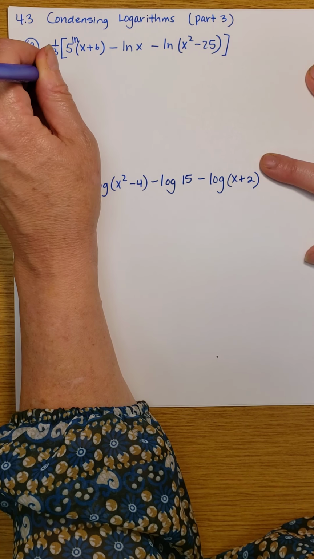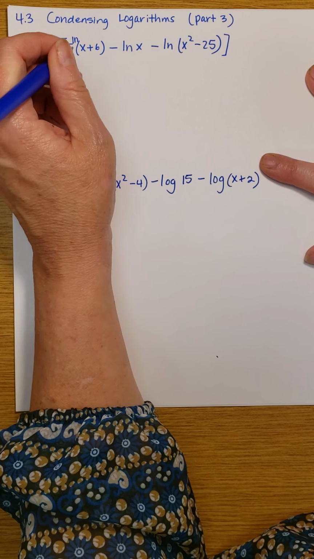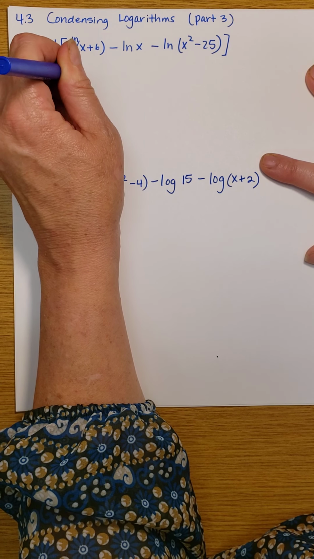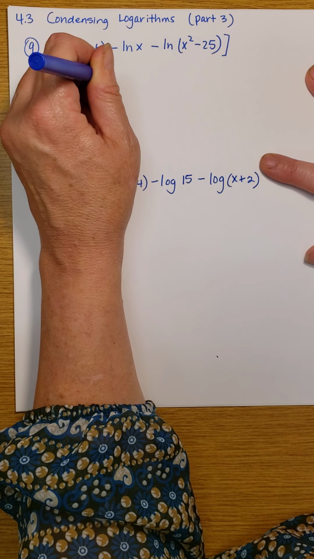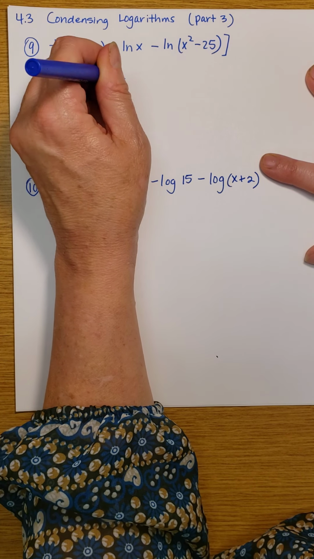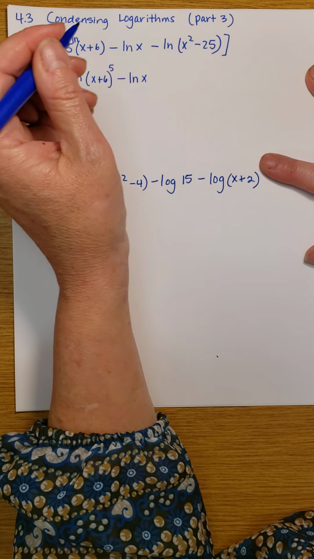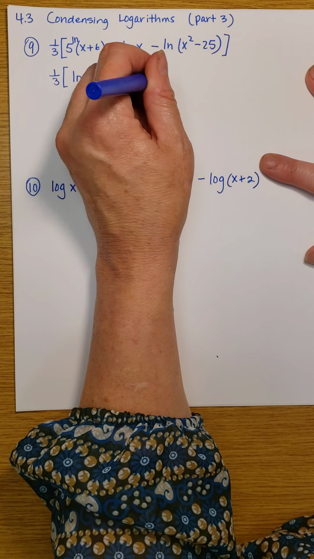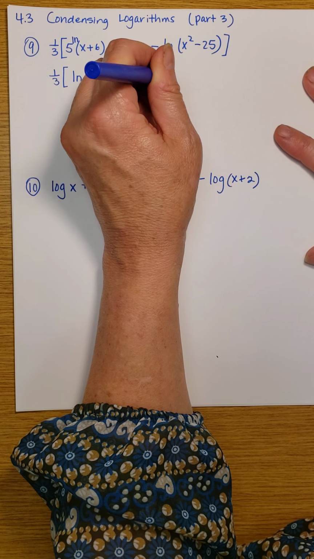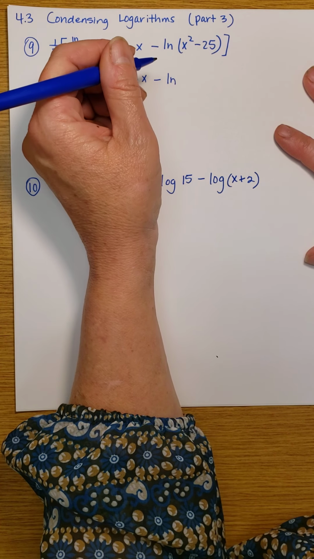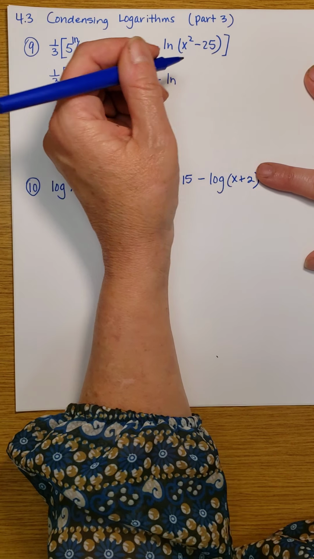So this is going to be 1/3 times the quantity of the natural log of x plus 6 to the power of 5. And then we have minus the natural log of x minus the natural log of x squared minus 25.